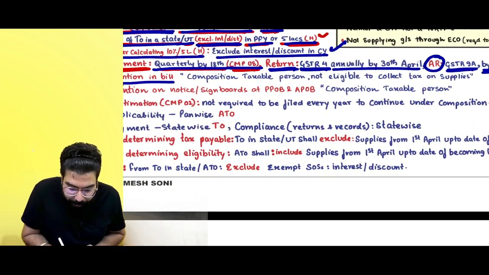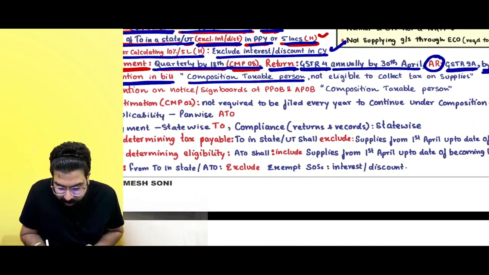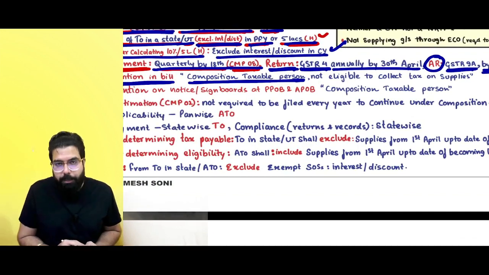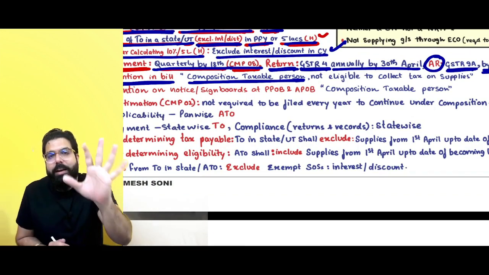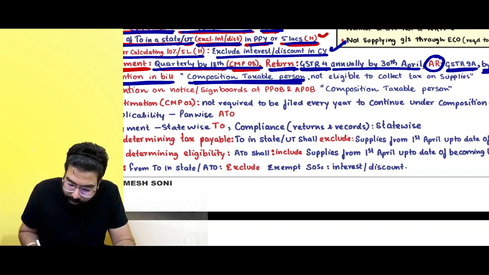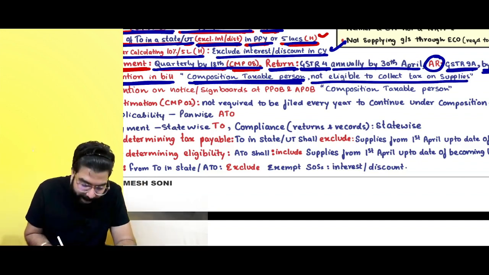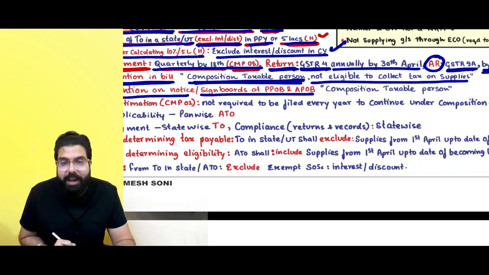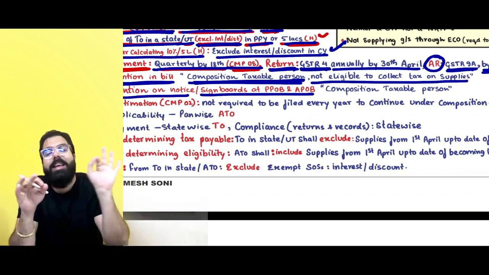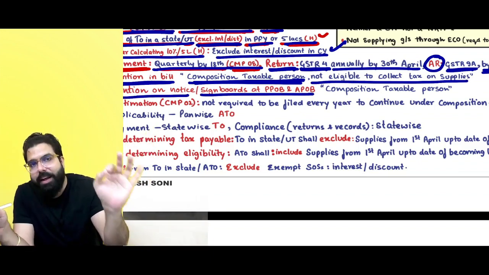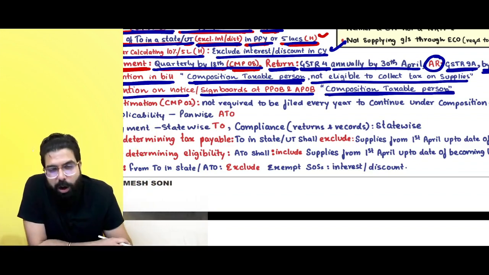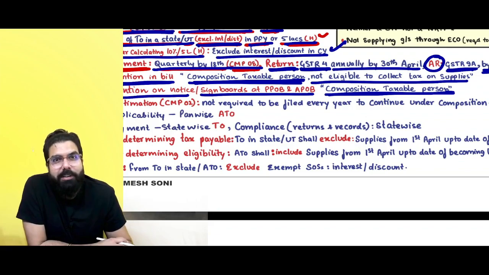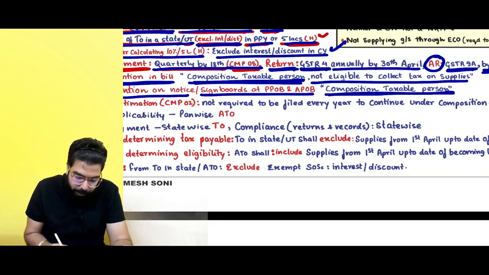Next, always remember, a composition dealer has to mention that he is a composition taxable person. Basically, not the invoice, the bill of supply which he is issuing. He has to mention that he is a composition taxable person and not eligible to collect tax on supply. Mention it on the notice board or the sign board, so that anyone entering his shop knows that he is a composition taxable person and he will not give a tax invoice. Done, sir. Point is clear.